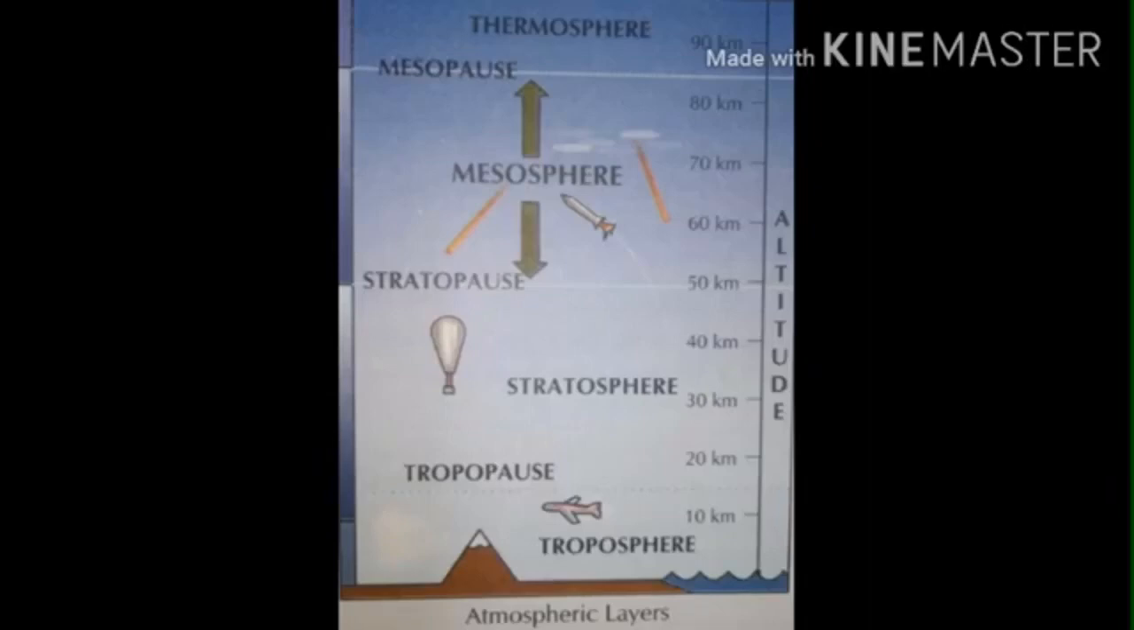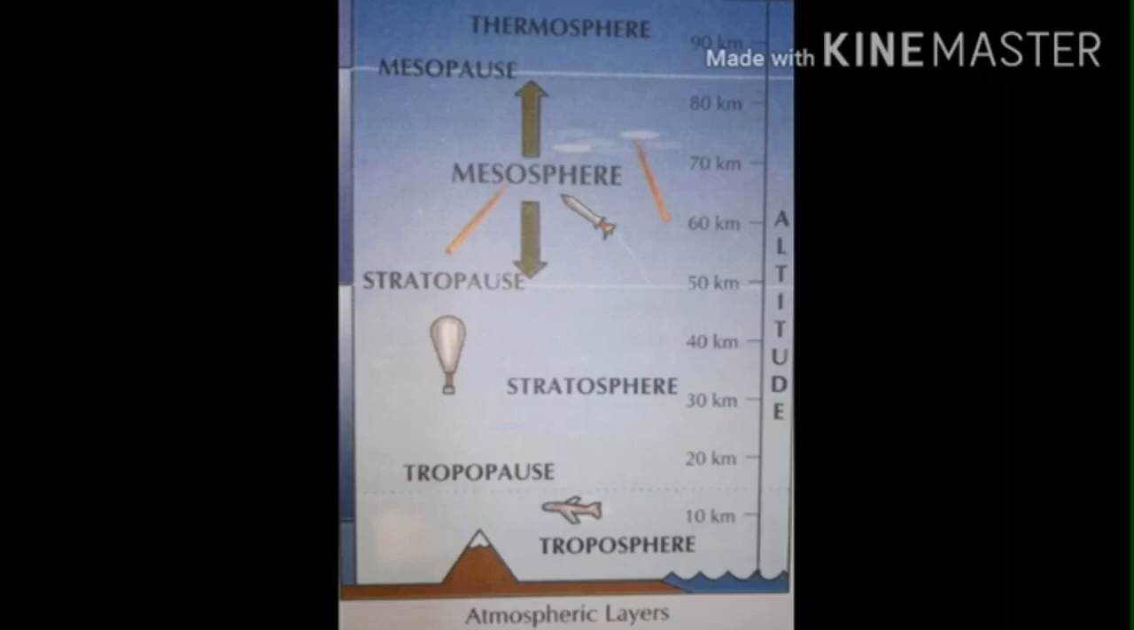What is the use of the ozone layer? Ozone is nothing but a form of oxygen. Its main function is filtering the UV rays. While the sun rays are reaching the earth, at that time it filters the UV rays. That is the use of ozone. Clear? Next one is the mesosphere.